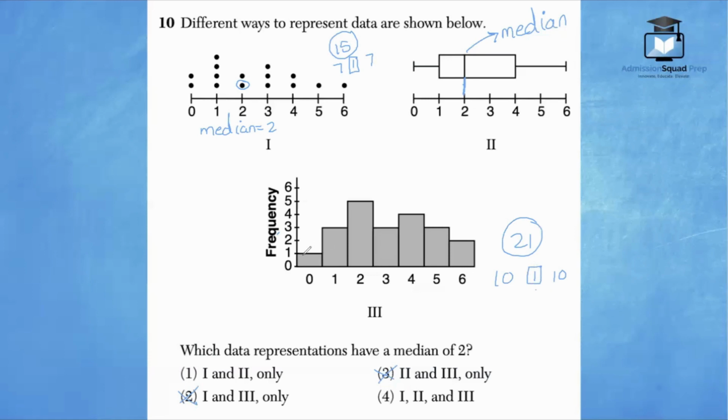So let's count. We have 1, 2, 3, 4, 5, 6, 7, 8, 9, 10, 11. It's going to fall somewhere around here. So the median for this histogram is actually 3, not 2. So the correct answer is choice 1. The dot plot and the box and whisker plot both have a median of 2.